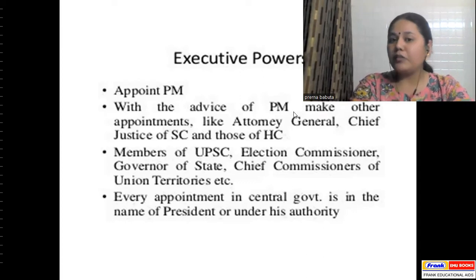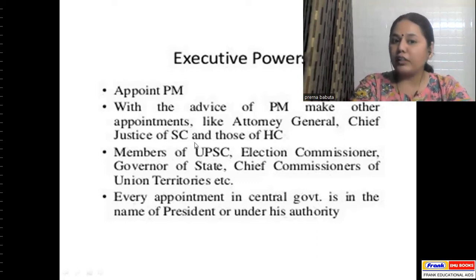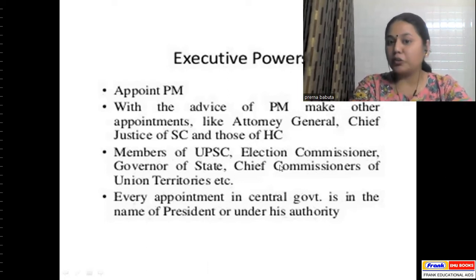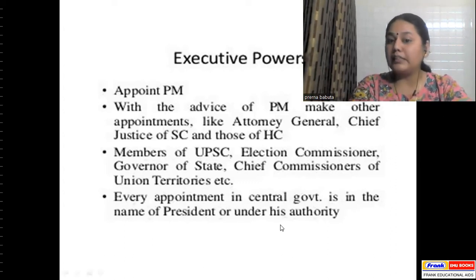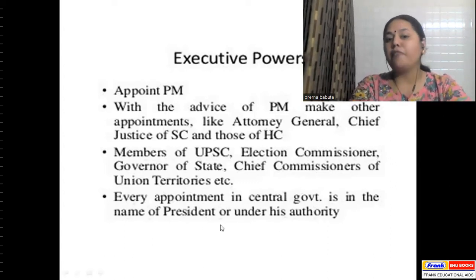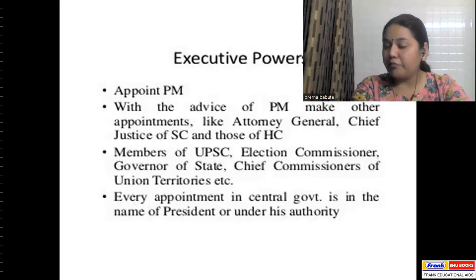With the advice of the prime minister, he makes other important appointments like attorney general, chief justice of Supreme Court, and the judges of High Courts basically. Then members of UPSC, election commissioner, governor of state, chief commissioner of union territories, these are all appointed by the president, and every appointment in central government is in the name of president or under his authority. These are his executive powers.